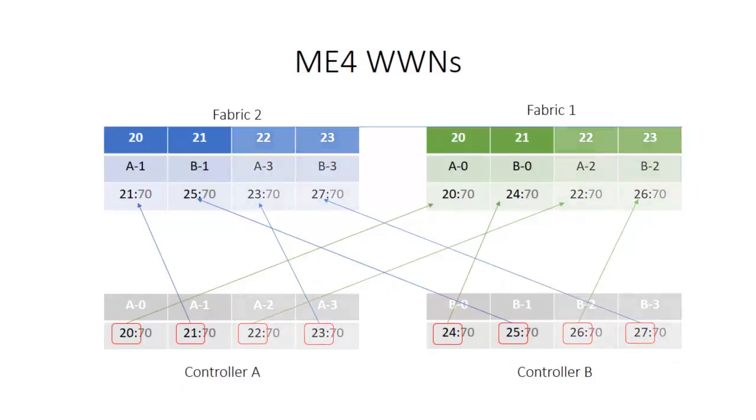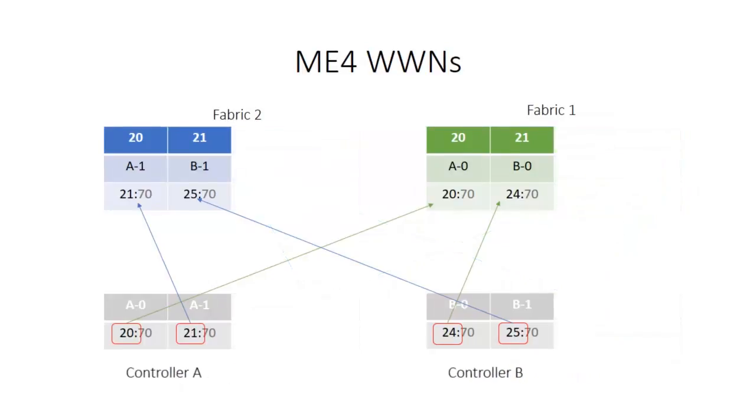If this had been a dual protocol system with both Fiber Channel and iSCSI ports, there would only be two Fiber Channel ports in each fabric, not four.